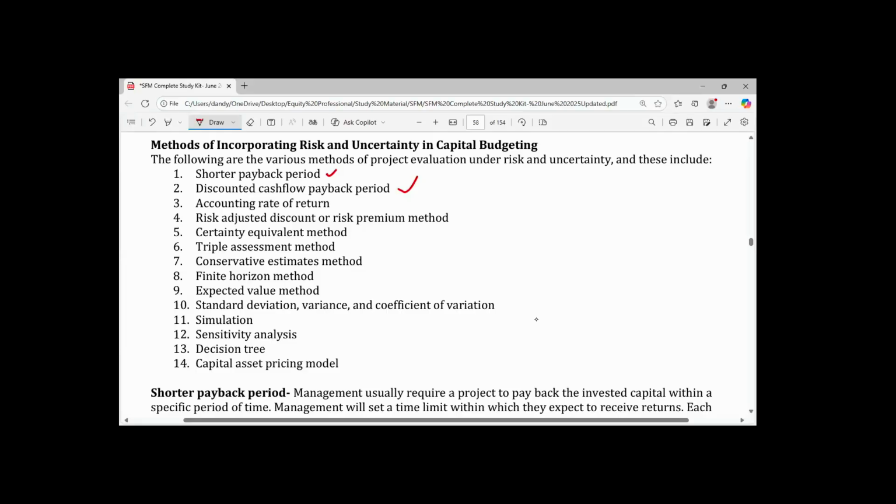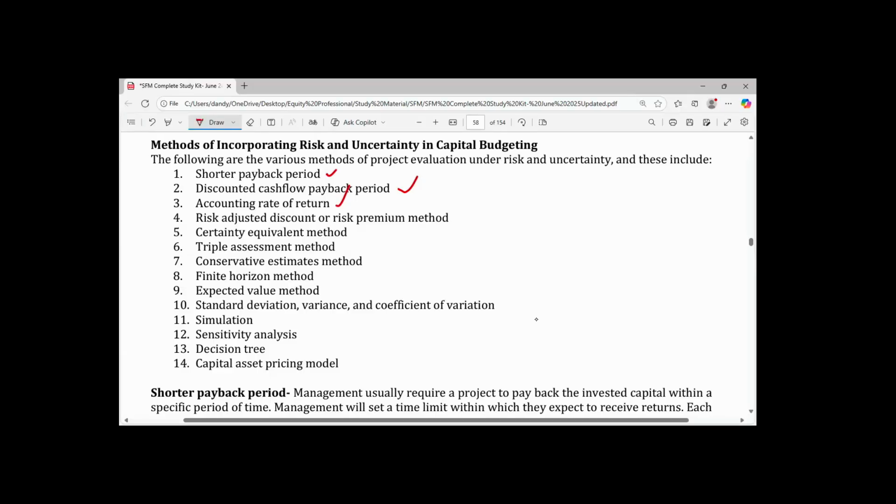We have accounting rate of return. What do you mean by shorter payback period? Under the shorter payback period, management will want to know for us to be able to undertake a project. So management will have its own targeted payback period. So if the project is able to meet up with the management targeted payback period, then that means the project is good.